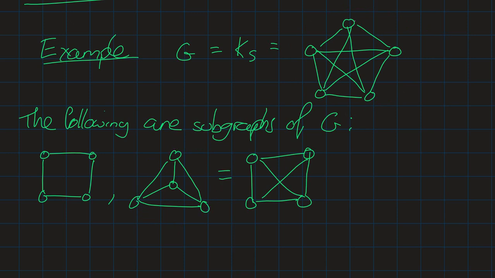And there are lots and lots of subgraphs of K5. I mean, it's the complete graph. It has all the edges possible. So that means pretty much any graph on 5 vertices, which is not a multigraph or a loop graph, is going to be a subgraph of K5. Okay, that's the end of this example, and that's the end of this video.